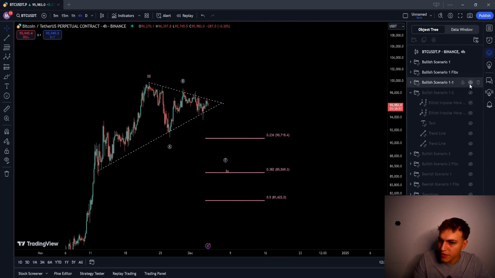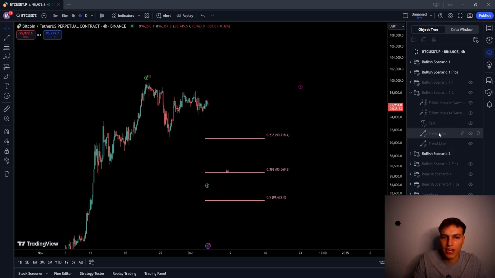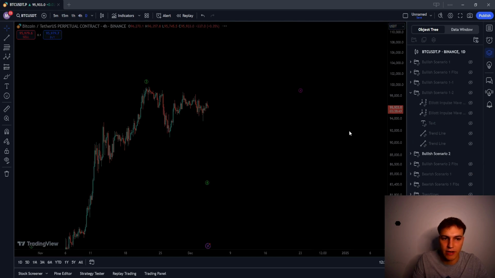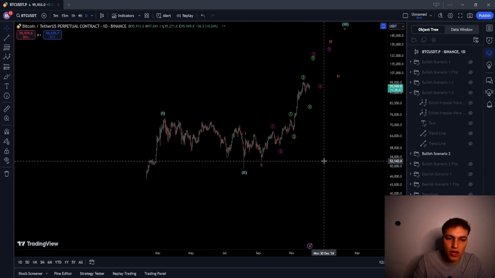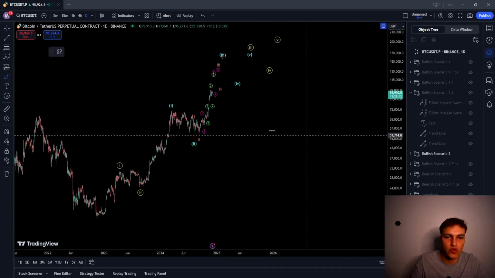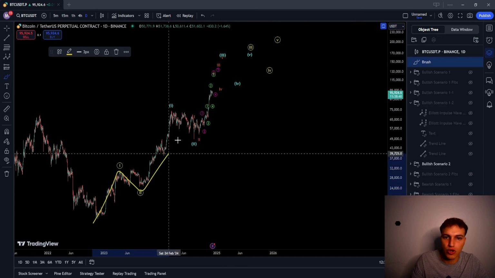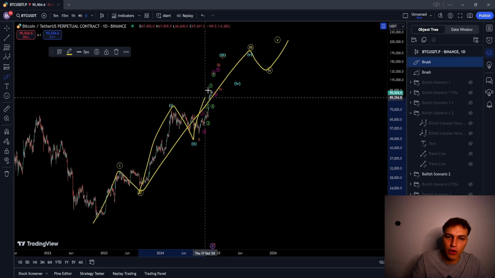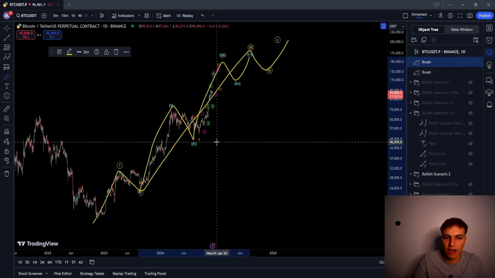Then, if we look at the most bullish scenario on the chart at the moment, it is this one over here. On the daily time frame, we have a double 1, 2. Now, a double 1, 2 is where we have the yellow 1, 2, 3, 4, 5, inside this being the blue 1, 2, 3, 4, 5.